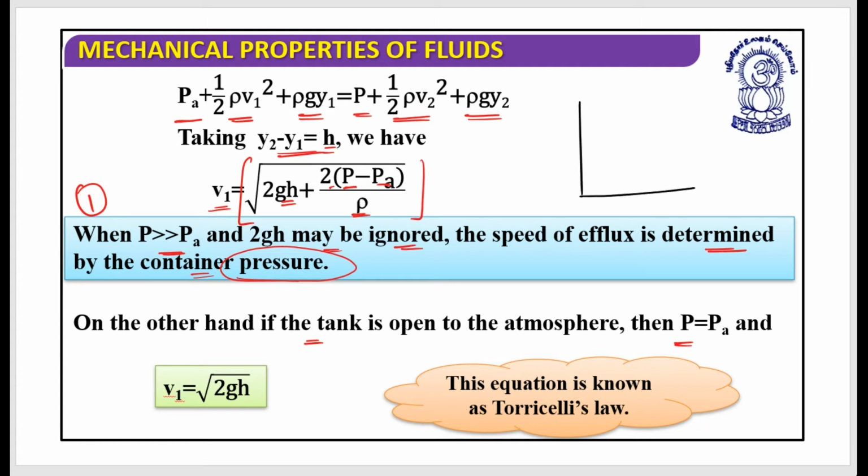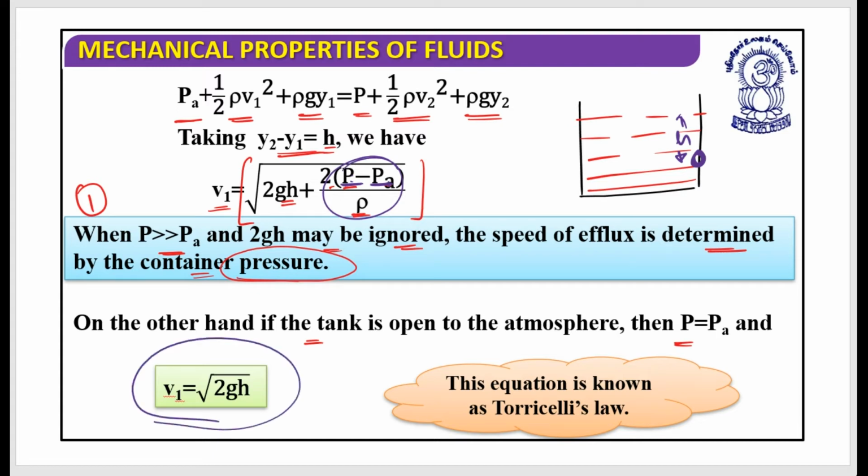Let me show you, this is the tank, and now it is open. This is the fluid with which it has been filled, and this is the hole they have made, point 2, and h is the height from the top. If I ignore this, it's PA on both sides, so this cancels out, this term is 0, and V1 equals the square root of 2gh. This equation is known as Torricelli's law. I hope this is clear. Is it clear?